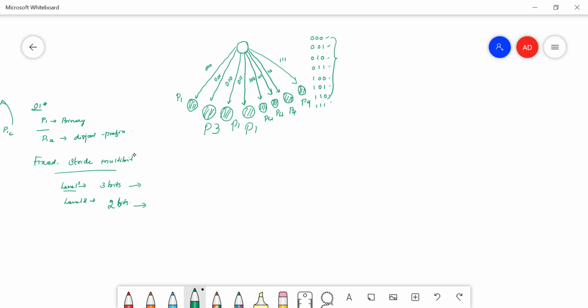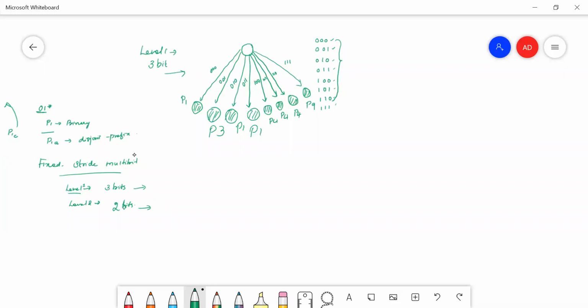Right? So the first level is over, and you can see that from the root, all the branches that emerge carry the same length of bits. The length of bits is the same, and in the first level, the number of bits associated with this multi-bit trie is 3 bits. So level 1 is carrying 3-bit sequences, and from level 1, when marching towards level 2, the number of bits that could be accommodated is 2 bits.